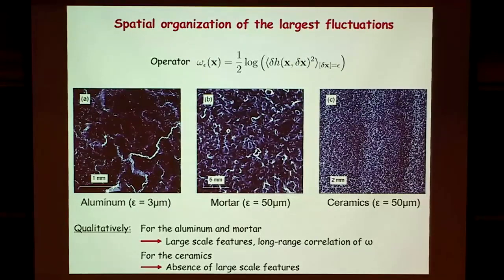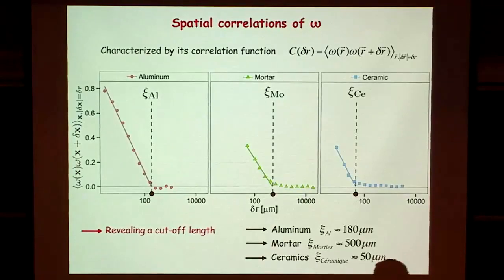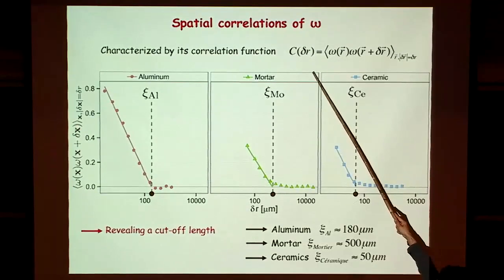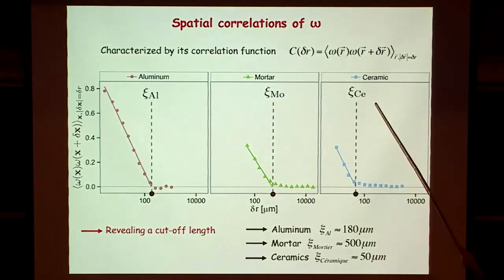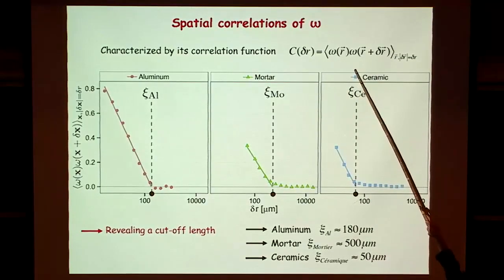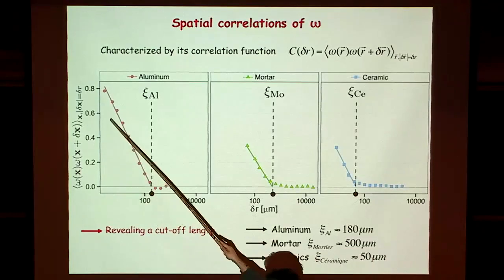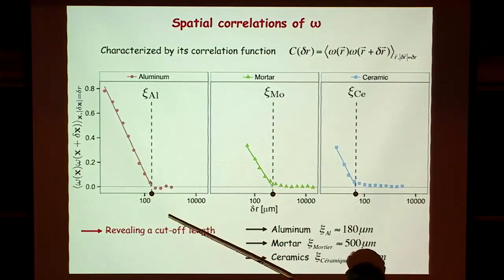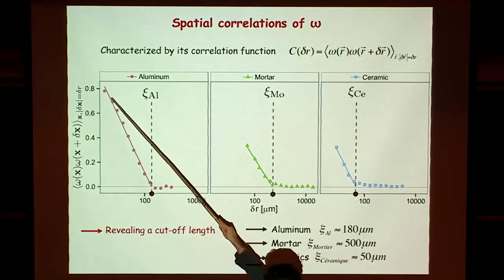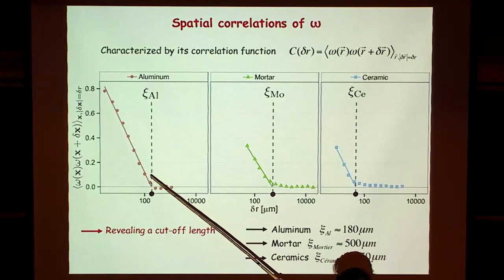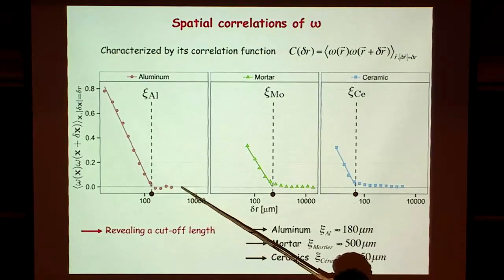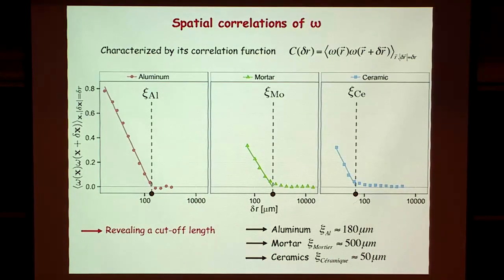This spatial correlation of the largest fluctuation can be rationalized and described using the spatial correlation function of these maps omega, defined as omega of r times omega of r plus delta r, averaged over the direction. When I plot this correlation function as a function of delta r in a semi-log representation, I see that indeed I have a correlated map of omega, of largest fluctuation, that decorrelates, tending to 0 after some length scale, representing the typical size of the largest feature I have represented on the map before.